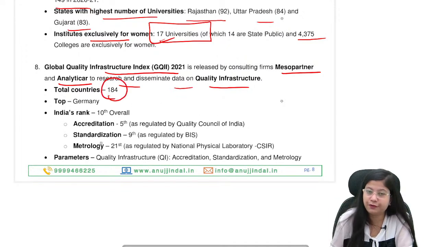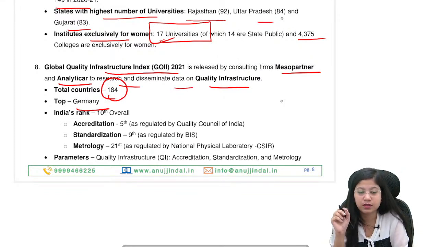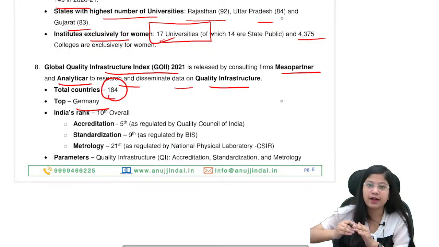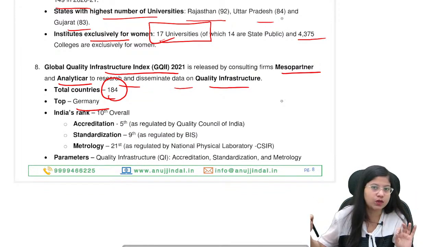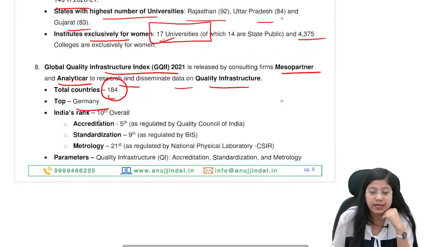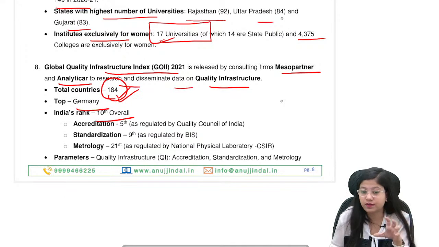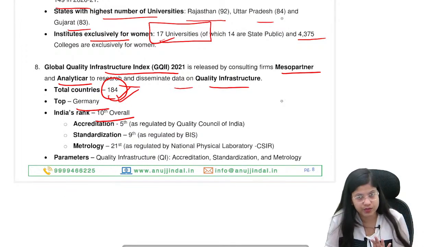A total of 184 countries were assessed. Germany has the highest, or you can say the most advanced quality infrastructure. Okay, so as far as the products of Germany are concerned and their quality is concerned, so they are top notch as far as the quality standards are concerned. Then India stands at the 10th rank overall out of the 184 countries, which is a very good ranking, and it is going to give a boost to Indian exports.